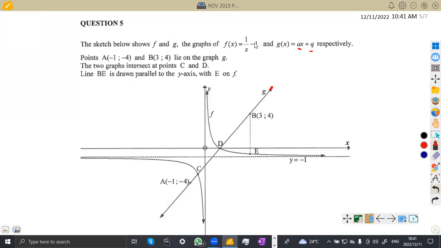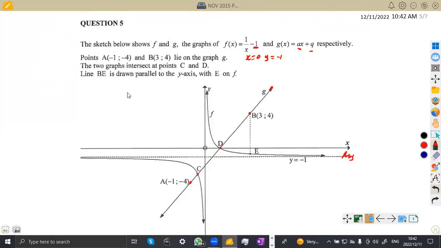So you know that from our hyperbola, this is our asymptote here, at y is equal to minus 1. So that's why we see here at y is equal to minus 1, there's a line, that's your asymptote. All right. Point A is given as (-1; -4) here, on the straight line. And B, which is (3; 4), is also on the straight line, which is also on g. The 2 graphs intersect at C and D. That is the point of intersection, D on the x-axis and C at this point that we do not know.